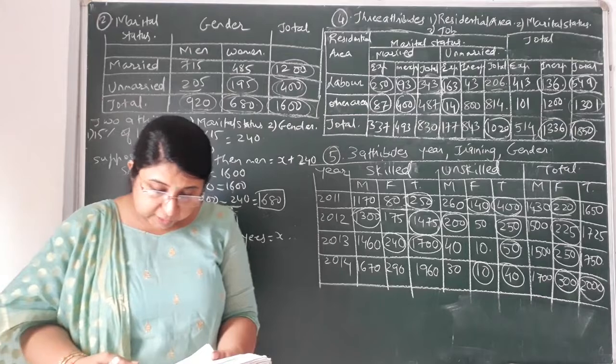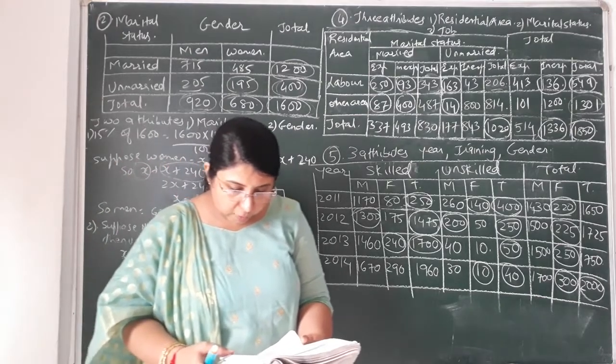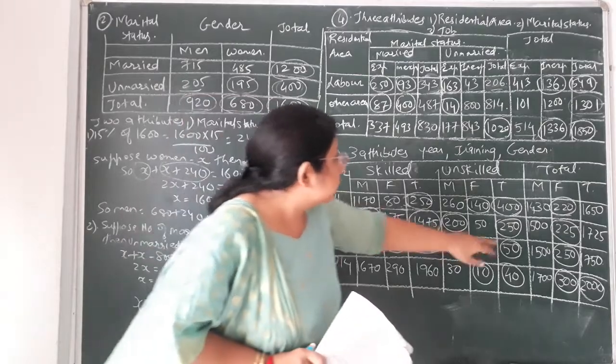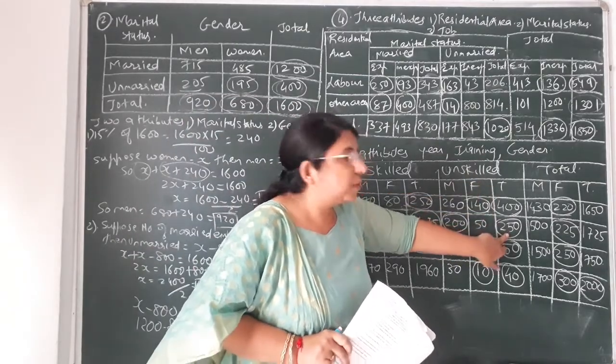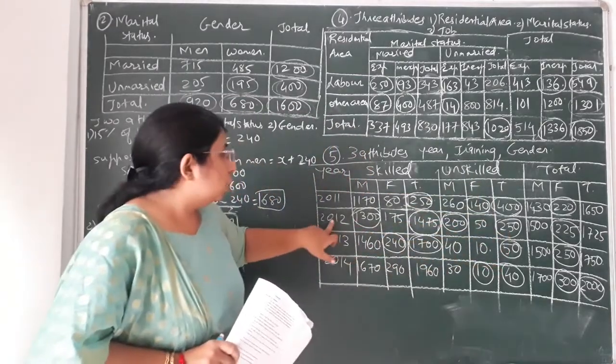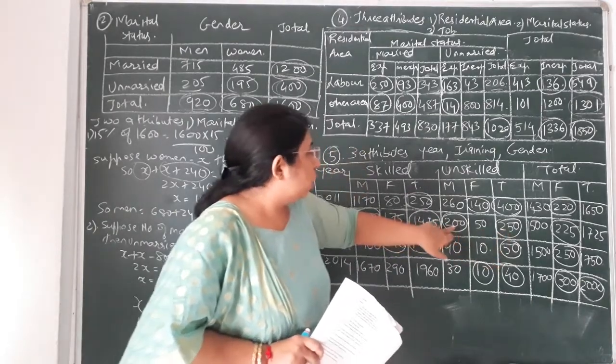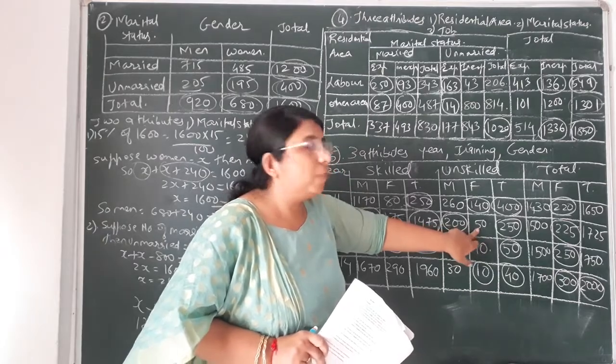Now then afterwards, out of 250 unskilled workers, 200 were males. Out of 250 unskilled workers, the total is given to you as 250 in the year 2012. So the total unskilled workers is 250, 200 are males, then females would be 50.